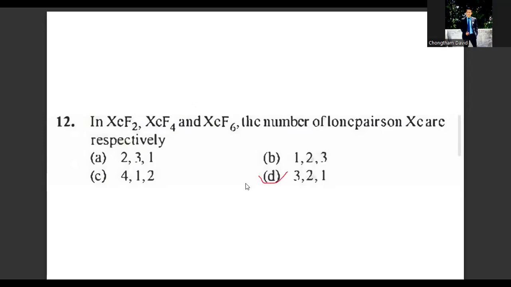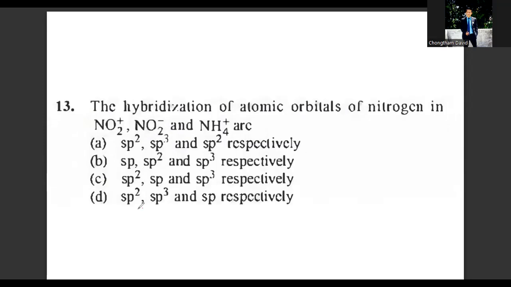Moving on to the next question, number 13. The hybridization of atomic orbitals of nitrogen in NO2 plus, NO2 minus, and NH4 plus are... In the first ion, NO2 plus, the number will be half of 5 plus 0 plus 0 minus 1. So the answer is 2, so sp hybridization.